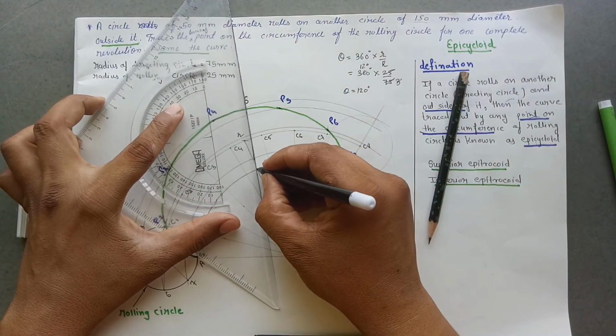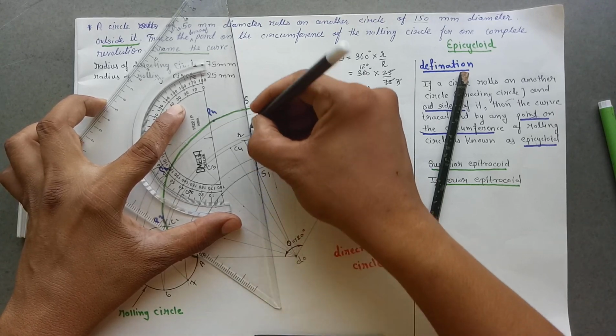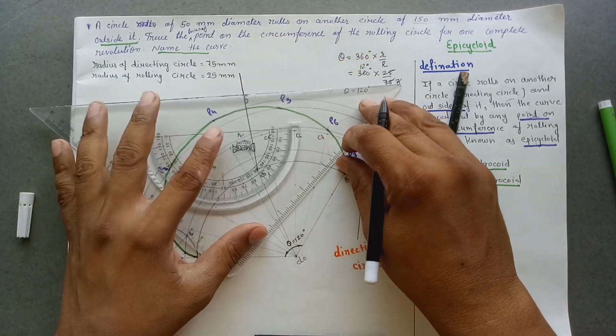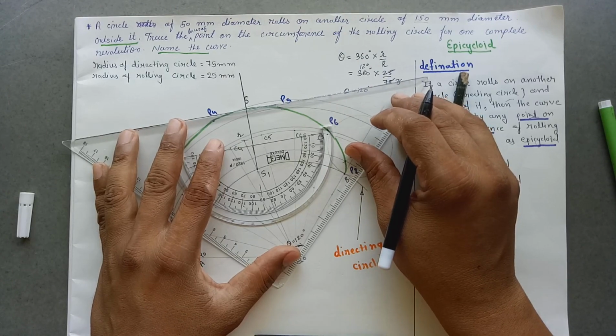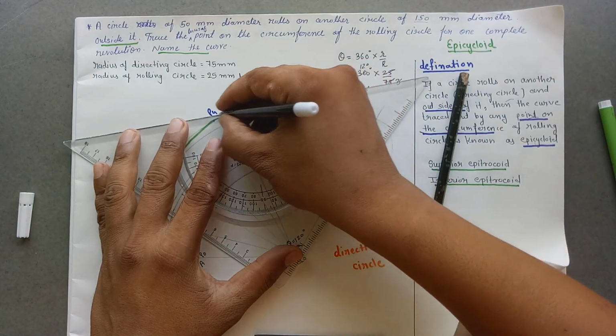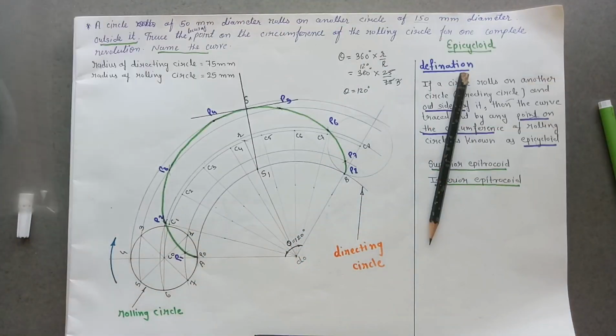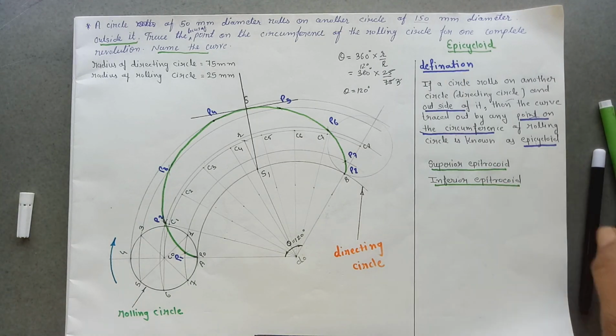Join S1 to S, which will be the normal. The line perpendicular to the normal from point S will be the tangent. So this is the epicycloid with normal and tangent.